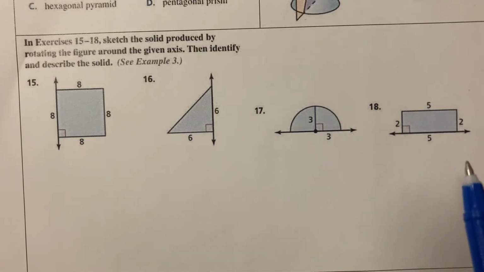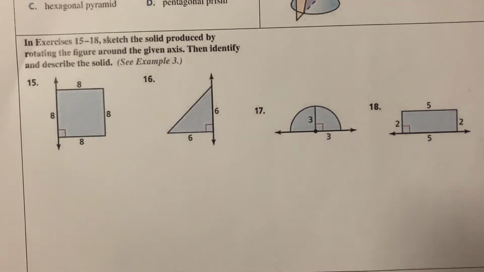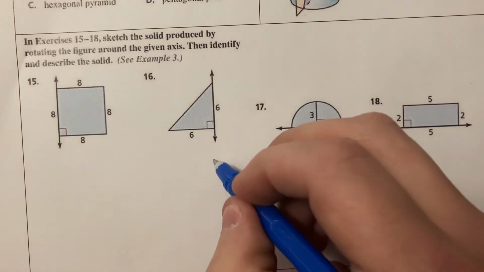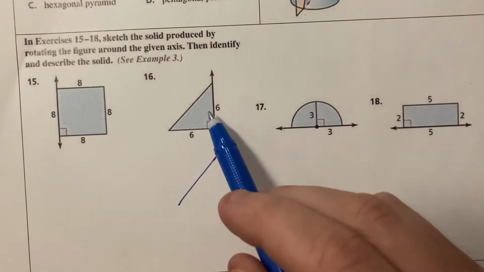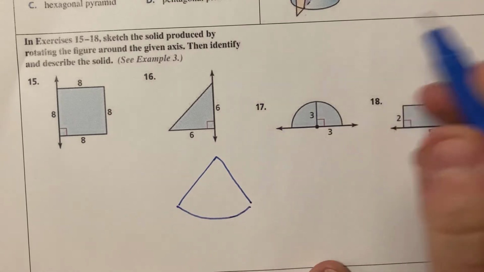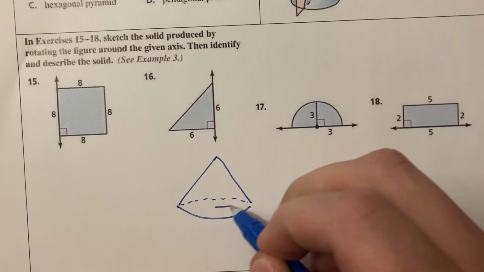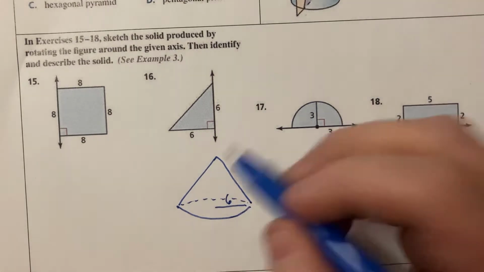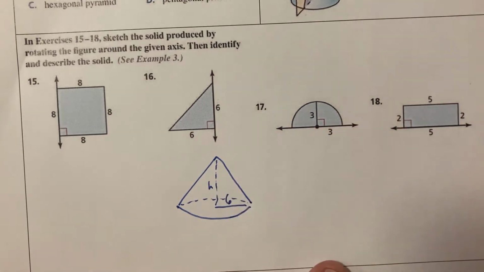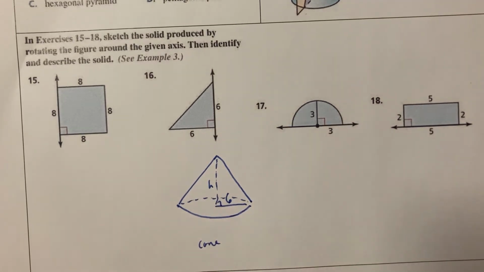Look at these solids of revolution, sketch a solid, and then identify and describe the solid. So like for example, 16, if you take this shape and you rotate it, you'd end up getting a cone. And the cone would have a radius of 6, and it would have a height of 6. Cone. All right.